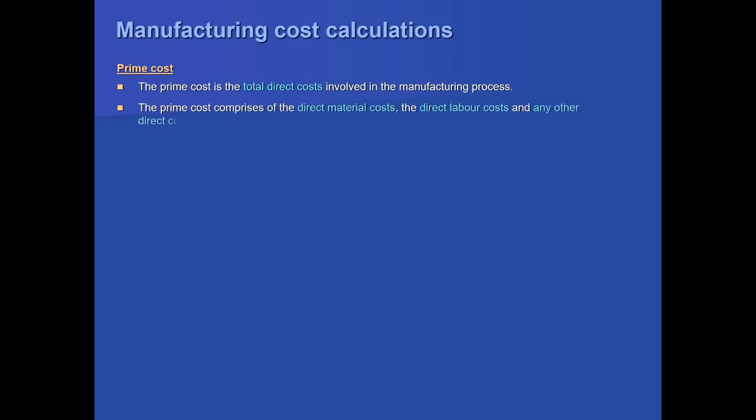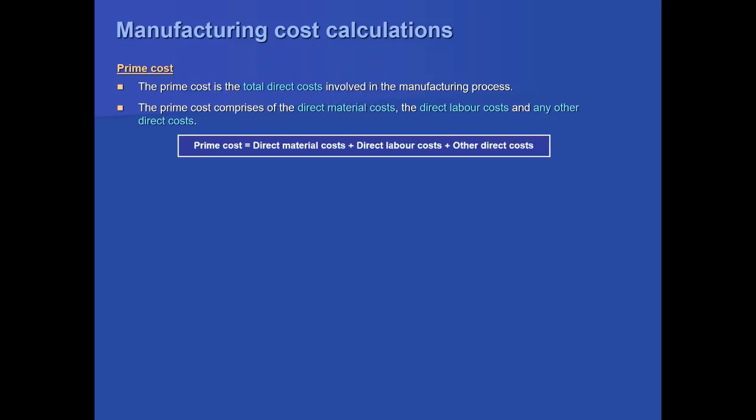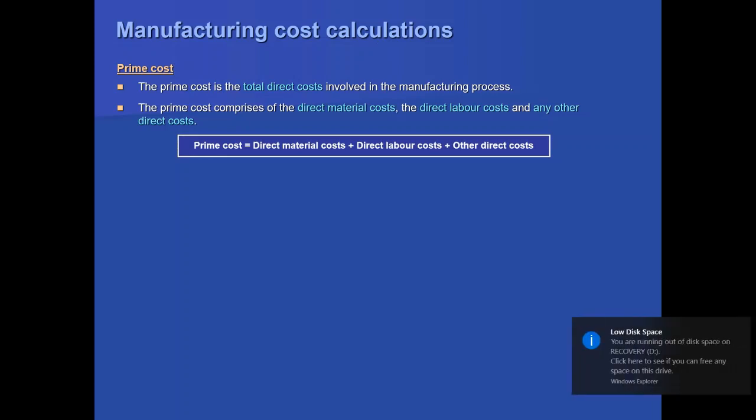Finally, in this video, we are going to focus on the manufacturing cost calculations. We have what we refer to as prime costs. The prime cost is the total direct costs involved in the manufacturing process. The prime costs comprise the direct material costs, the direct labor costs, and any other direct costs. So in equation form, prime cost is direct material costs plus direct labor costs plus other direct costs.